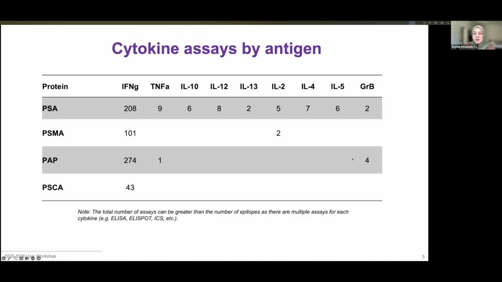Next, we look at the specific cytokines that were measured in the T-cell assays, and we can clearly see that interferon gamma dominates across all of the antigens, and PSA is the only antigen tested across a broader panel of cytokines. But these numbers are also only single digits, so it's a lot lower than the interferon gamma assays.